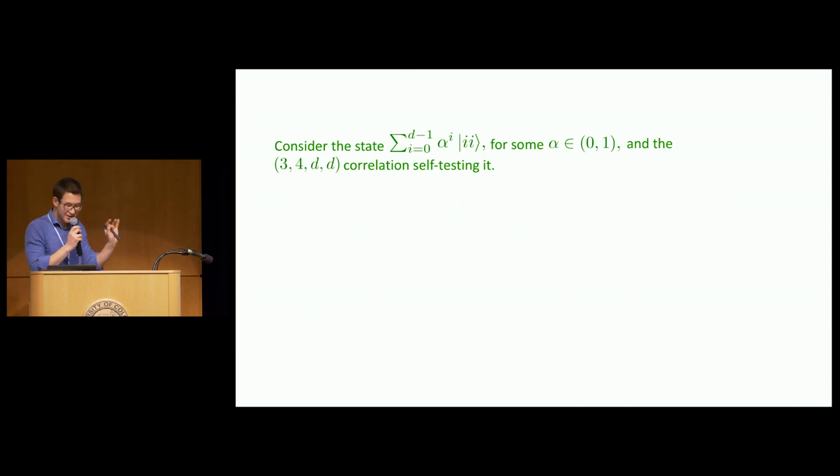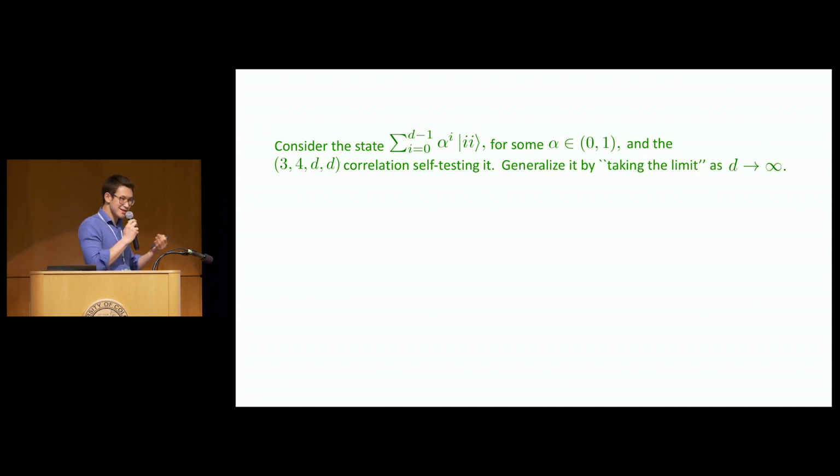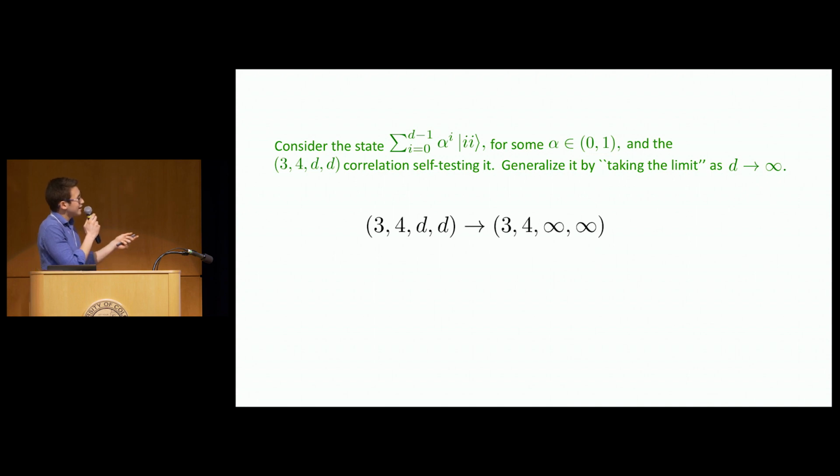So now consider making a particular choice of these coefficients Ci. Pick them to be Ci equals alpha to the i for some alpha in (0, 1). So pick the Schmidt coefficients to have a nice geometric progression, and consider the 3,4-D,D correlation that self-tests this state. Now think of generalizing this correlation by taking a limit as D tends to infinity and seeing what happens. So we're trying to go from a correlation on 3,4-D,D to 3,4-infinity,infinity.